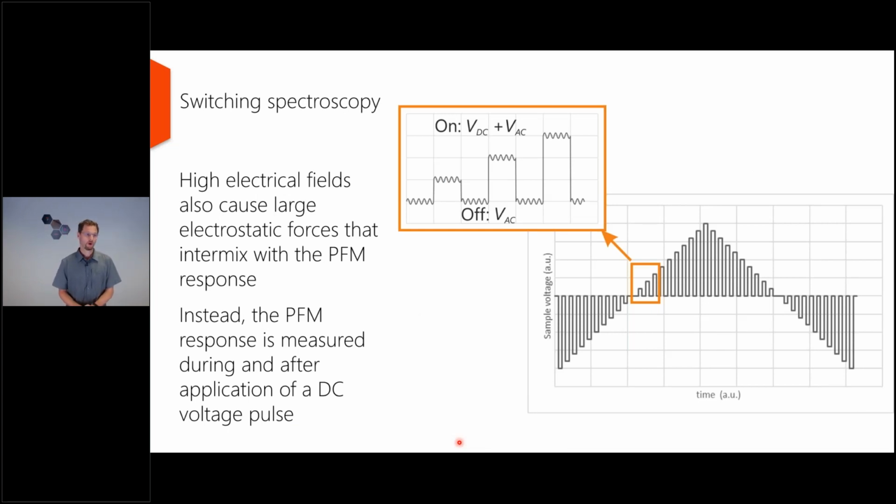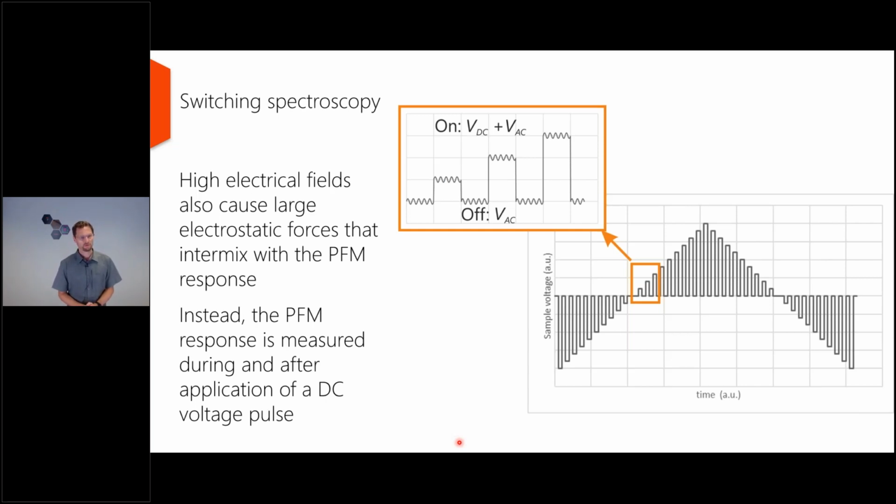Working with high voltages is nice, but if you have a voltage between tip and sample, you also get electrical fields, and these electrical fields cause electrostatic forces. If you do an AC measurement, the electrostatic forces are also oscillating, and this signal intermixes directly with your PFM response, and they are very difficult to separate.